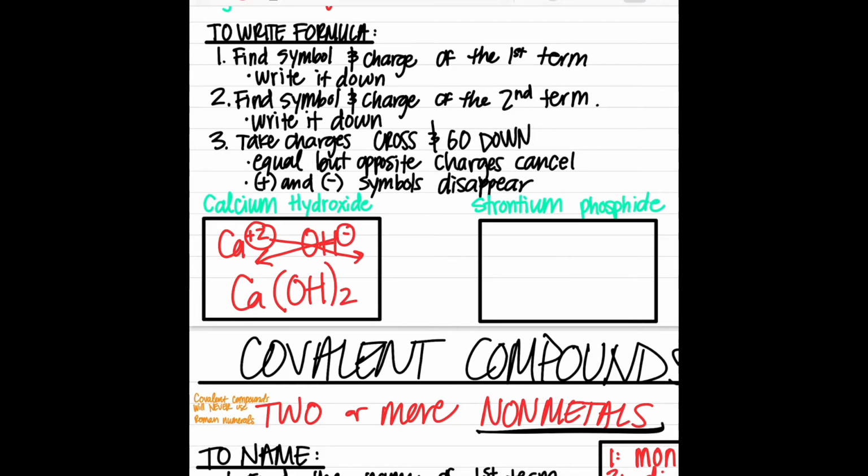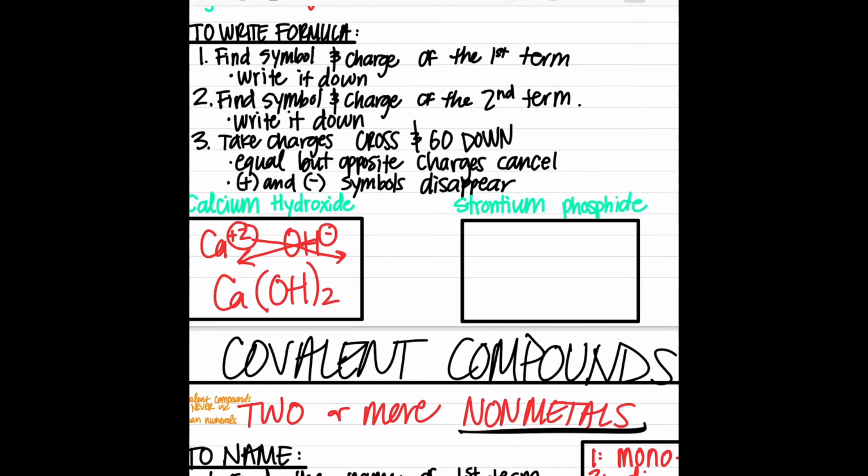All right, the next one, strontium. Strontium, go to the front side of the periodic table. Strontium is Sr +2. Phosphide. There is one on the front side of the periodic table called phosphide that is P -3. All I do now is cross and go down. Neither one of these are polyatomic, so that means I don't have to have parentheses at all.